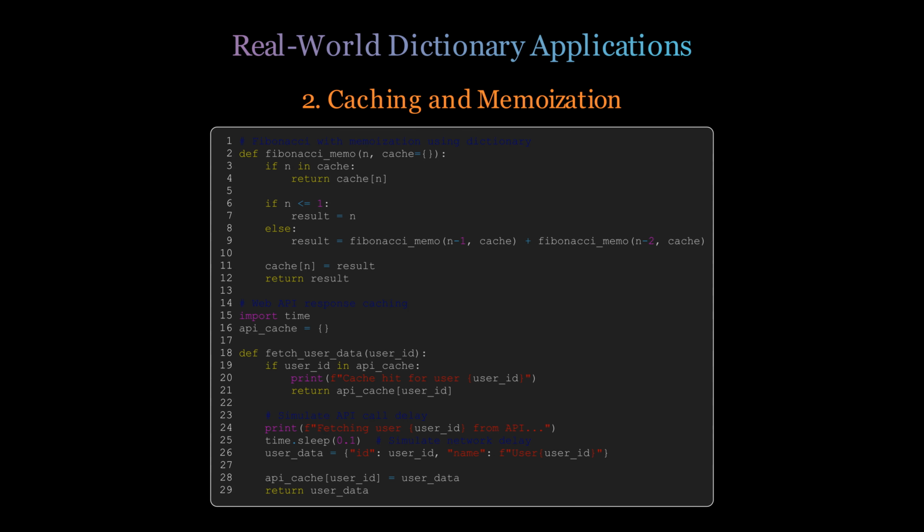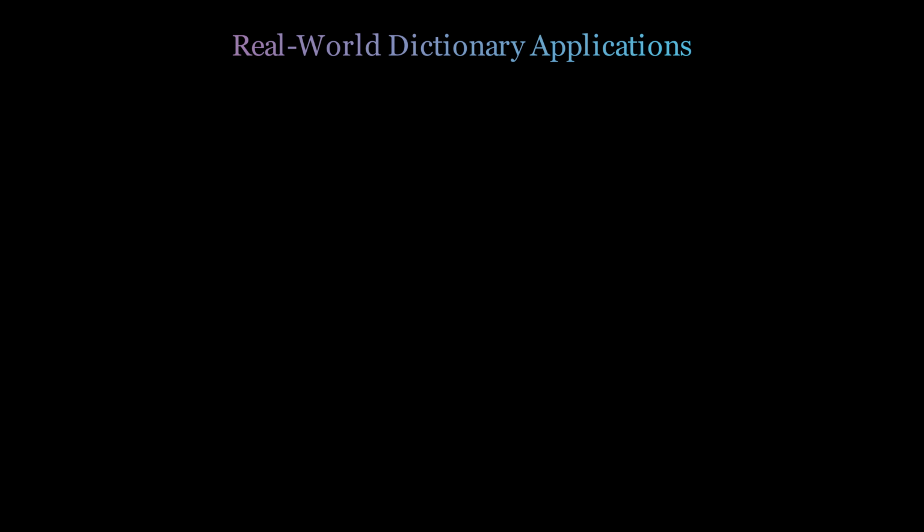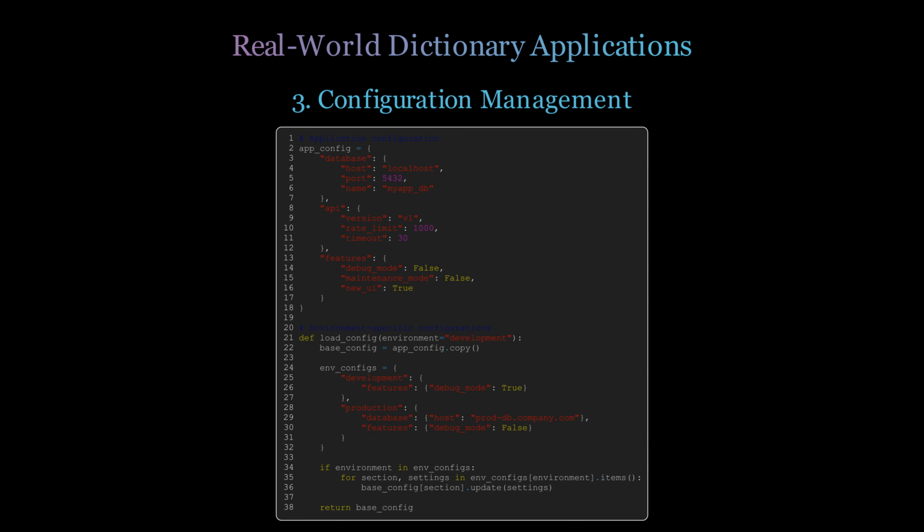Dictionaries are perfect for caching expensive operations. Memoization stores function results to avoid recalculation. API response caching reduces network calls. The key-value structure makes lookups instantaneous. Dictionaries also excel at managing hierarchical configuration data. They can store database settings, API configurations, feature flags, and user preferences. The nested structure mirrors real-world configuration files like JSON, making them intuitive to work with.